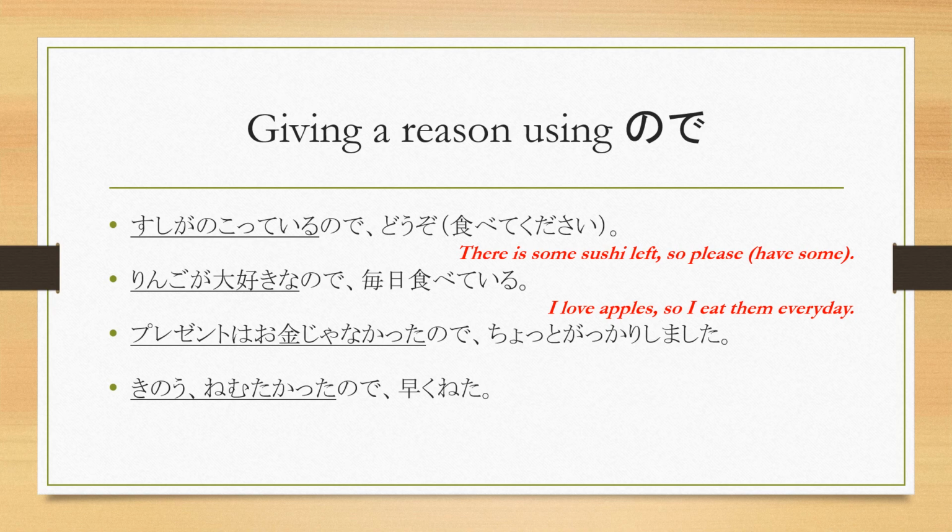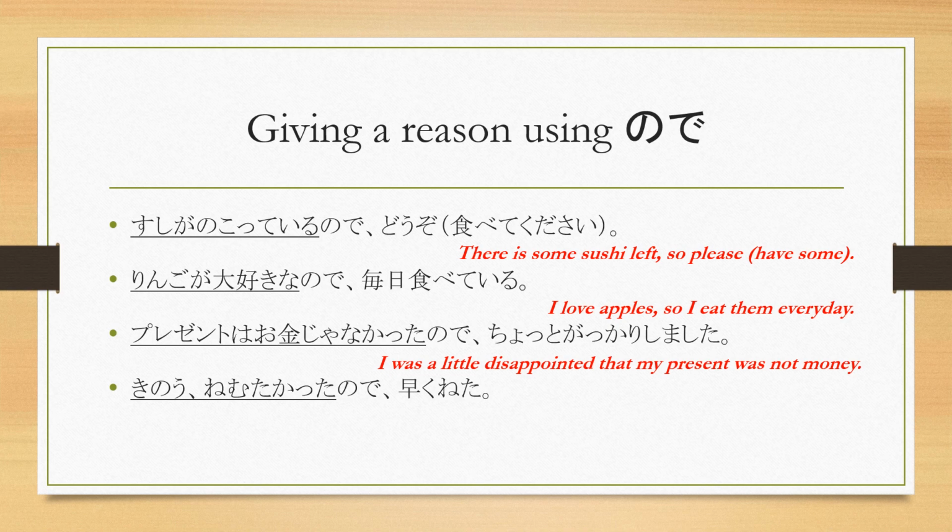Okay, the third example. Maybe next time when you talk about your birthday, the birthday you have celebrated, this could be a line you would like to steal and use as your own speaking material. プレゼントはお金じゃなかったので、ちょっとがっかりしました。Now, がっかりしました means I was disappointed. So what were you disappointed about? プレゼントはお金じゃなかったので、ちょっとがっかりしました。I was a little bit disappointed that my present was not money. So that's the reason for my disappointment. The present wasn't money, so therefore I was a little bit disappointed.